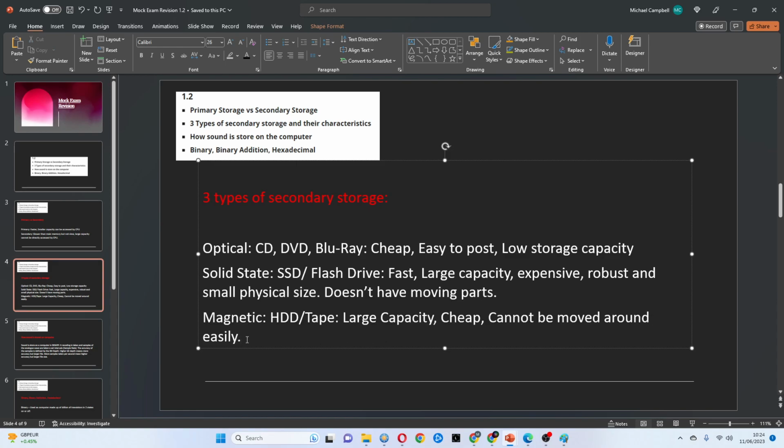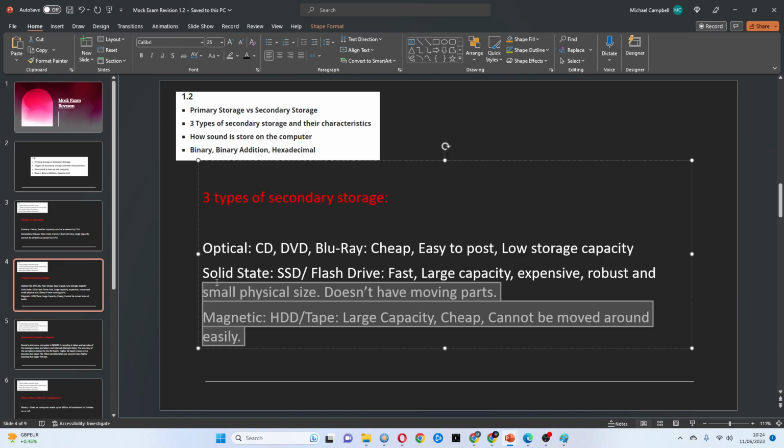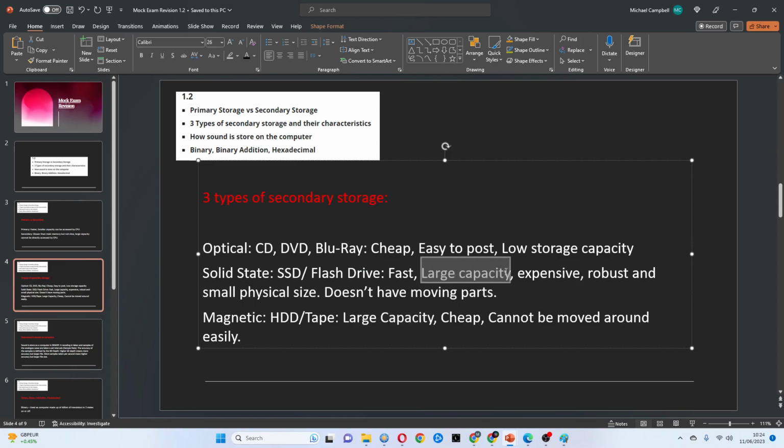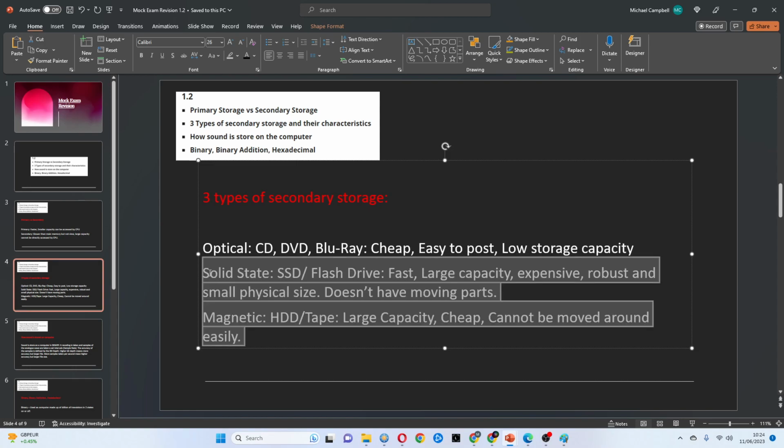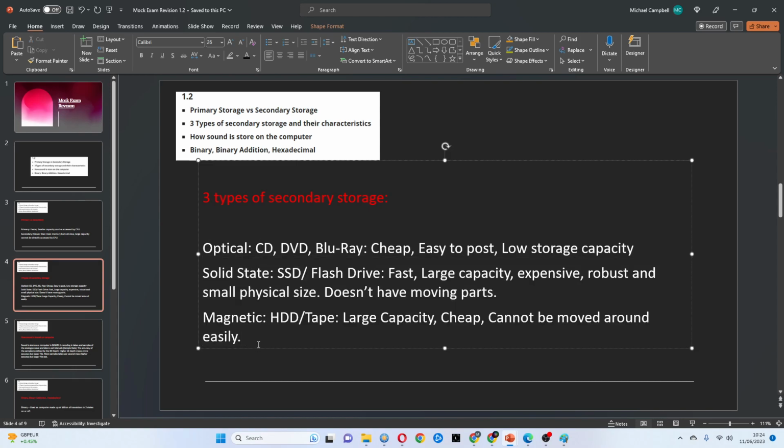If you do get a question comparing, say, this and this, don't forget to mention large capacity. A lot of students will only mention the differences between things and not the similarities. So don't forget, if you ever compare magnetic and solid state storage, don't ignore the bits that are similar. Anyway, let's move on because you can read that.